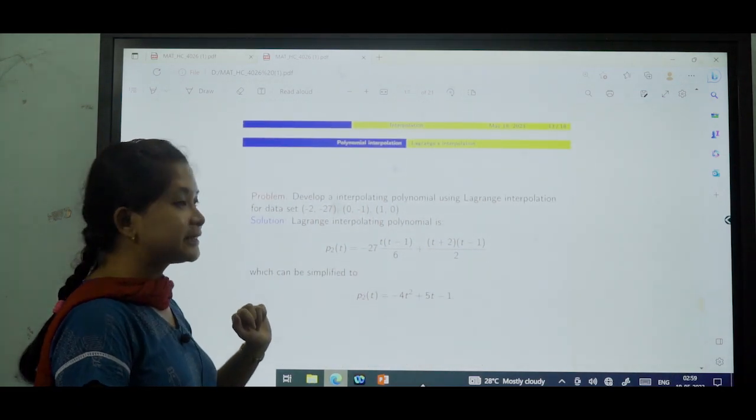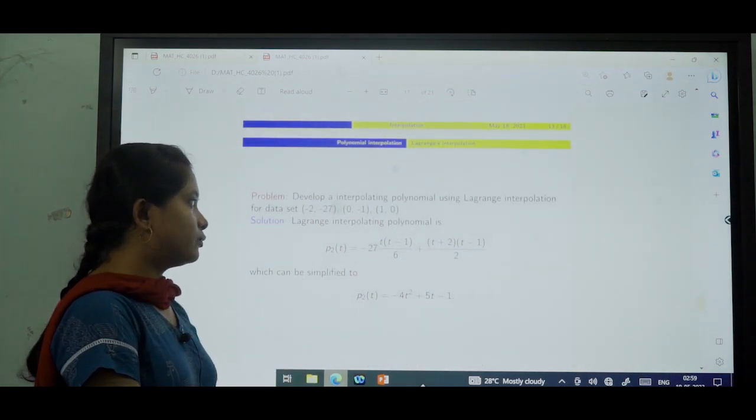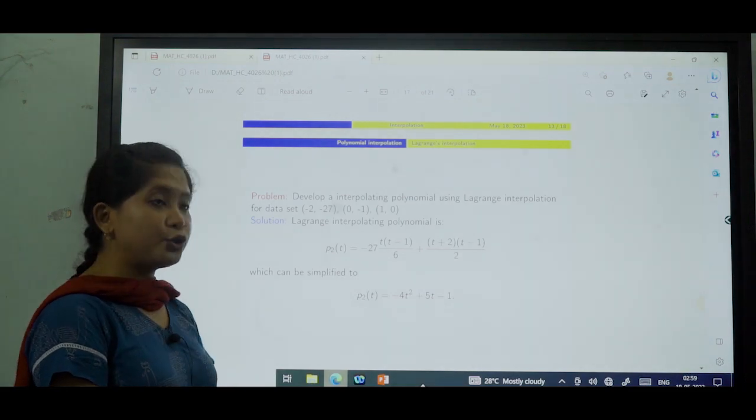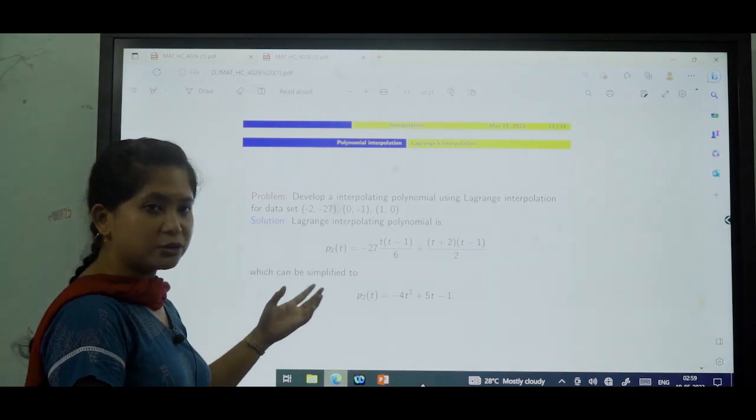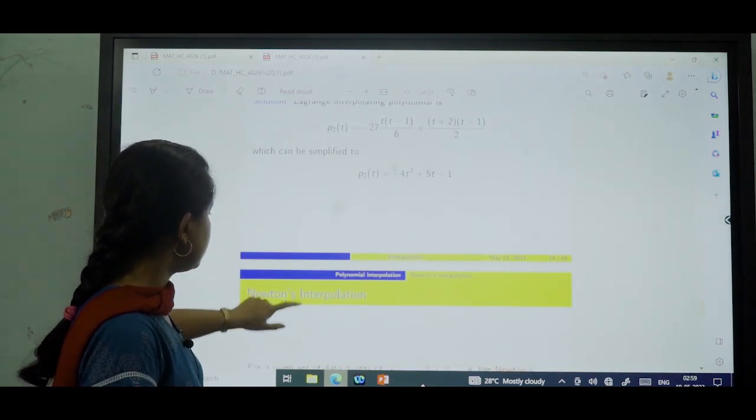Now this is one of the examples for finding a polynomial using Lagrange interpolation. This example you can note down.